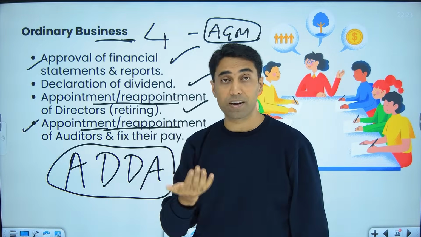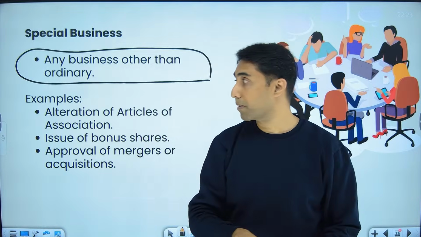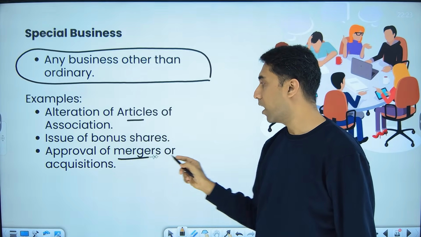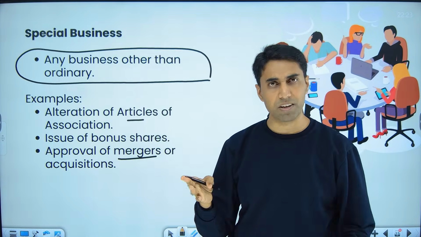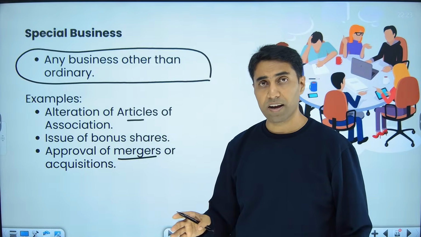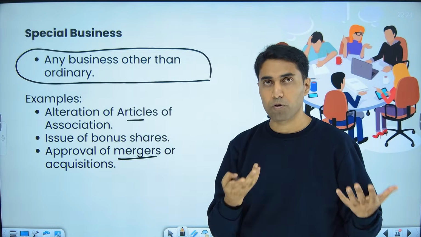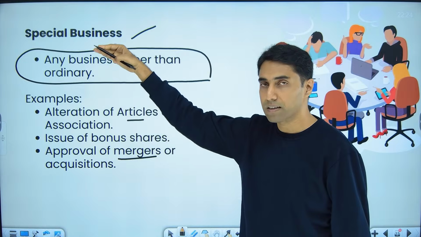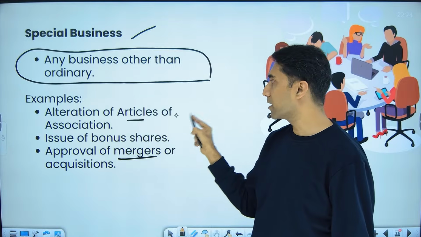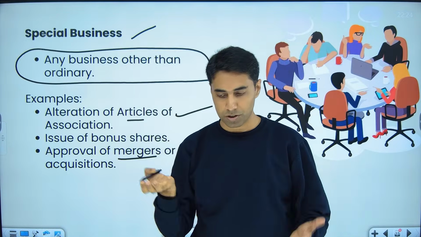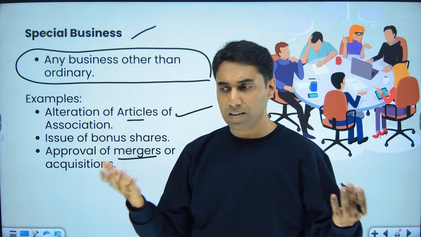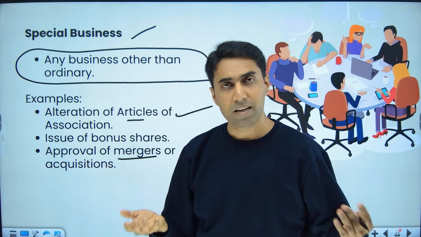And below that, if I have some other special business like altering the articles, issue of bonus shares, approval of merger or acquisition, or anything else, and I want to discuss it in the AGM, of course I can. As a company, I just have to list it as special business and tell what I am going to do. For example, alteration of articles of association, I want to do in AGM. So I list it under special business, discuss it and pass the necessary resolution.